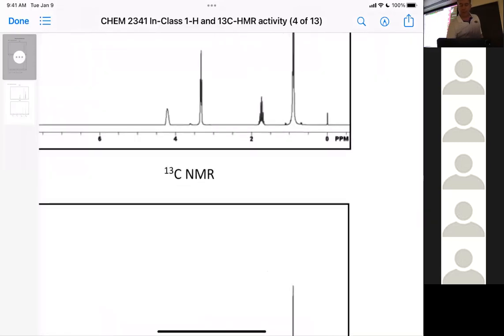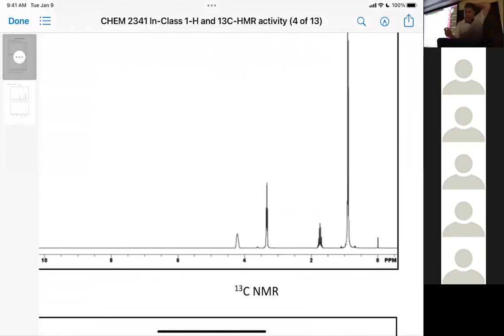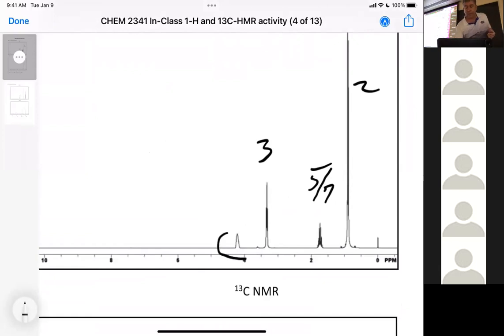And let's look at the proton NMR first. Okay, so this looks like a doublet. This looks like a triplet. This looks like it's 1, 2, 3, 4, 5. It's either 5 or 7. Can't tell right there. Ooh, what's that weird thing right here? What's that?